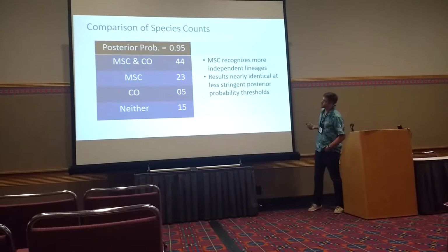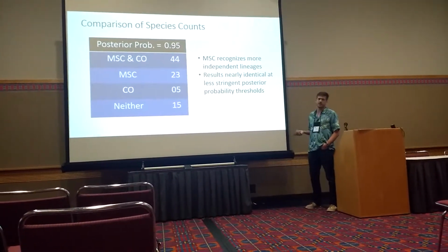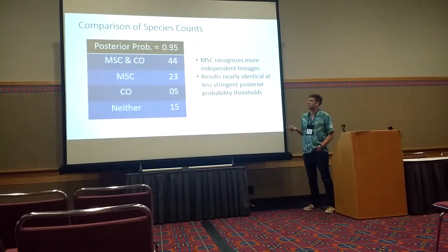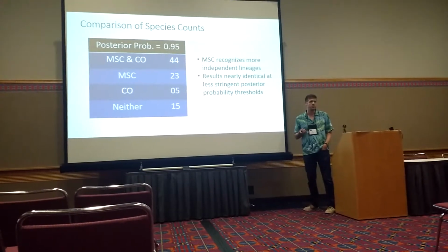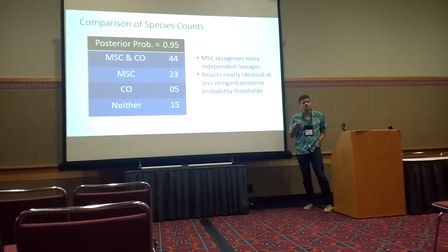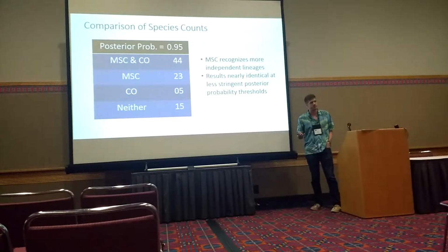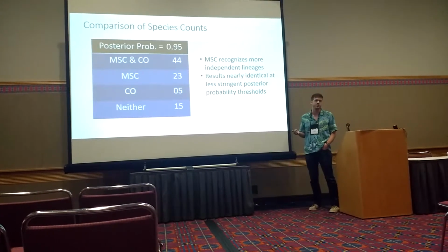So what did we find? First pass, we find that the MSC recognizes more independent lineages than Coyne and Orr. And this is not surprising, right? Because they built their whole model based on reproductive isolation, and we're just looking for independent lineages.